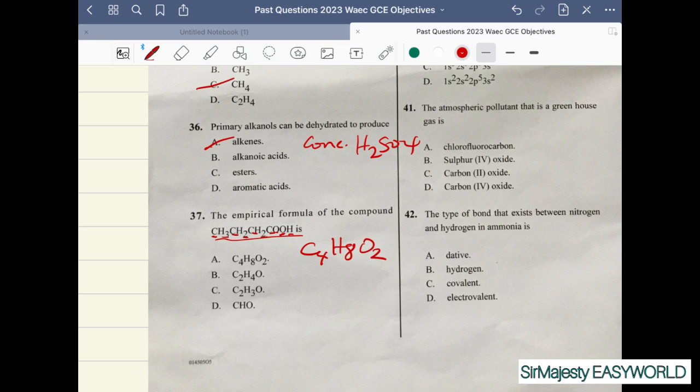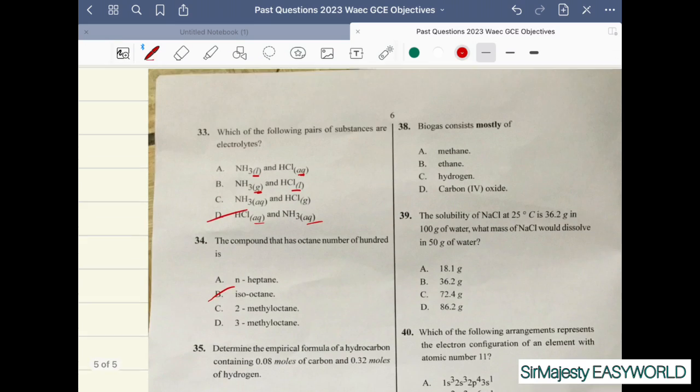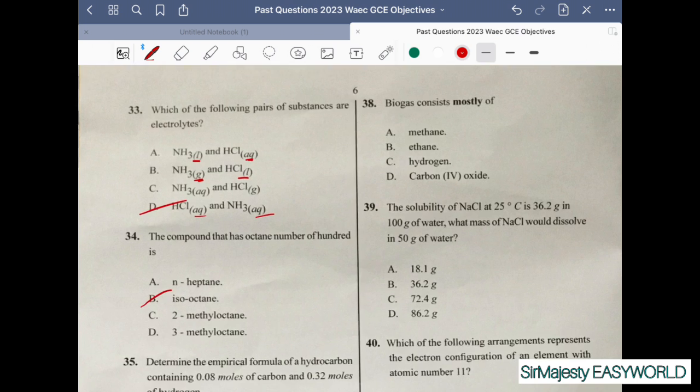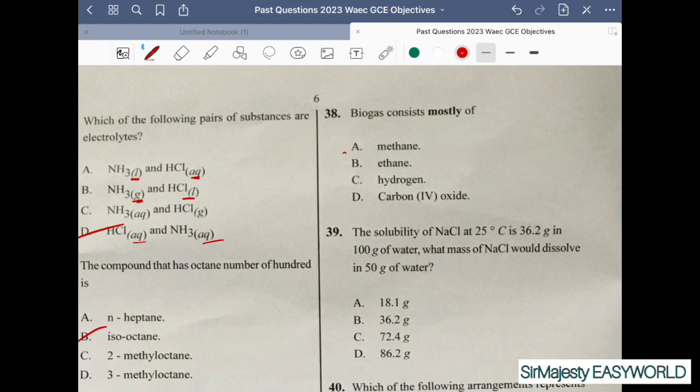What number can divide all this without a remainder? It is 2 automatically. So 4 divided by 2, 8 divided by 2, 2 divided by 2. We have C2, because 4 divided by 2 is 2. H4, 8 divided by 2 is 4. And then O1. This is the empirical formula, which is option B. Okay. Question 38 says biogas consists mostly of methane.